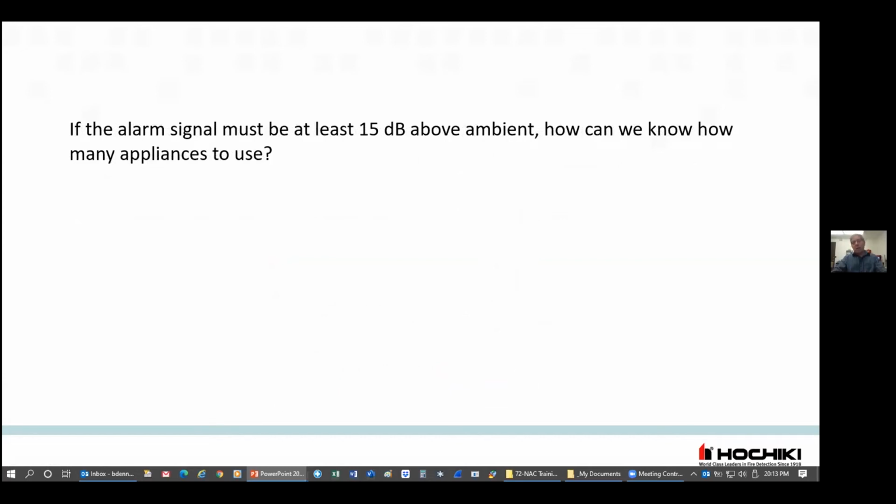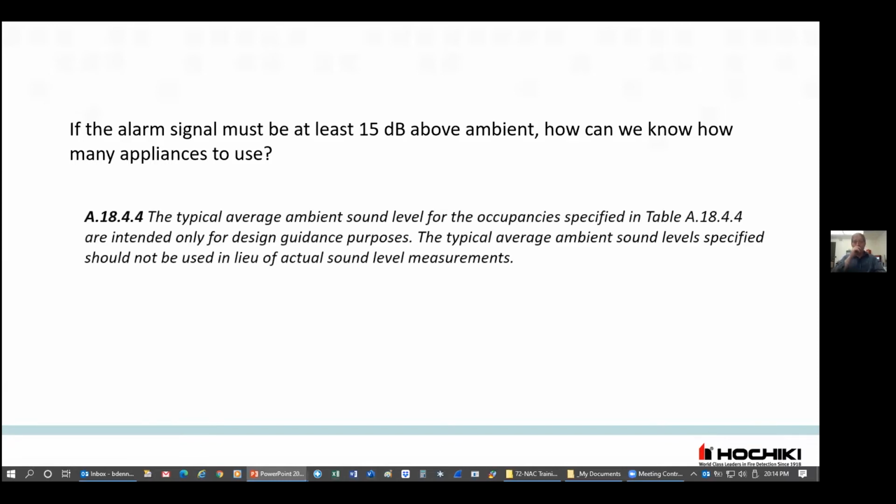Now, if the alarm signal must be 15 decibels above the ambient sound level in a building, how can we know how many appliances to use? When we're designing our system, we're trying to create the parts list. You think, well, how many horns do I need? How many bells do I need? There is a way to sort of figure it out. We'll talk about that here.